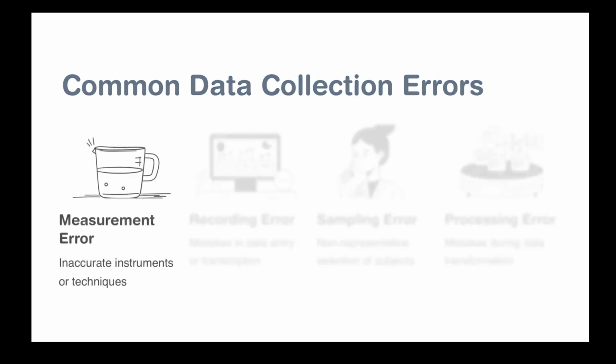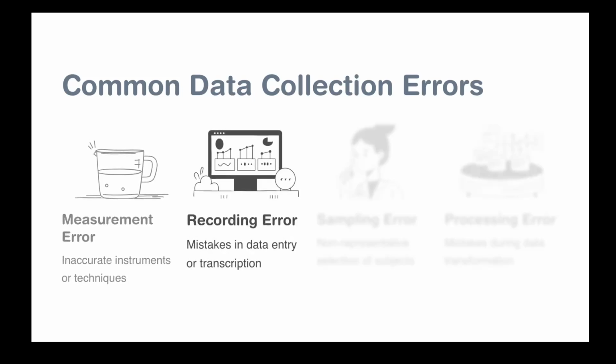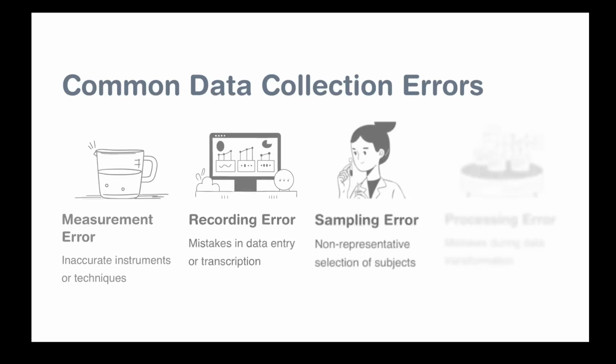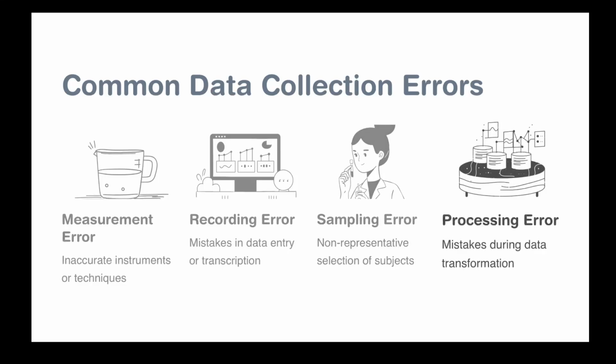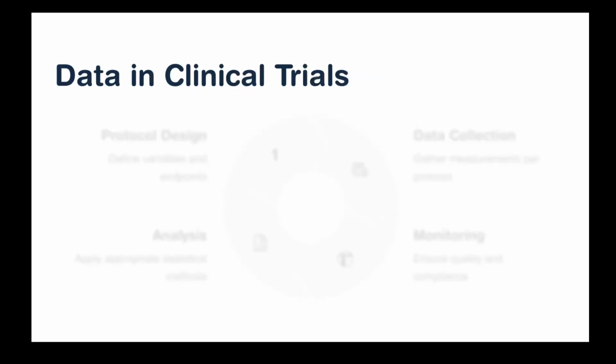The common data collection errors include measurement errors. Incorrect, inaccurate instruments or techniques cause measurement error. There can be recording errors because of mistakes in data entry or transcription. There can be sampling errors, where non-representative selection of subjects is considered, and that is called a sampling error. And processing errors are mistakes during data transformation. So these are the various errors that can happen during our data collection process.